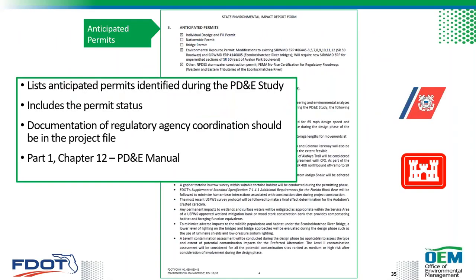Now, the State Environmental Impact Report form includes a section on anticipated permits. This section lists the permit needs identified in the PDE study, and it includes their status. Documentation of coordination with permitting agencies also is included in the project file, and guidance on the permit types and preparing this section is found in Part 1, Chapter 12 of the PDE manual. And Clark's going to discuss this in more detail tomorrow.